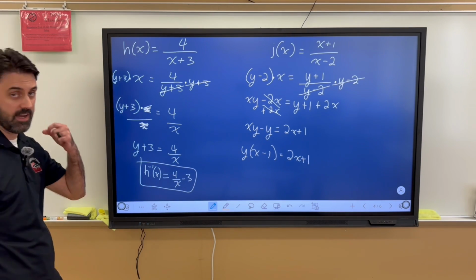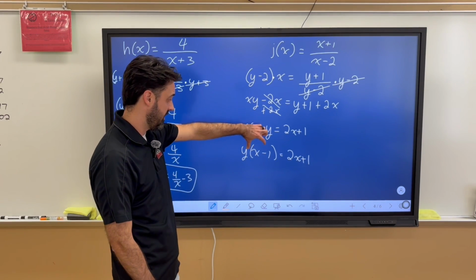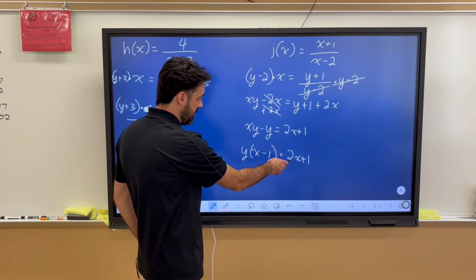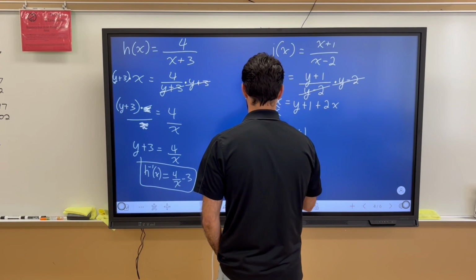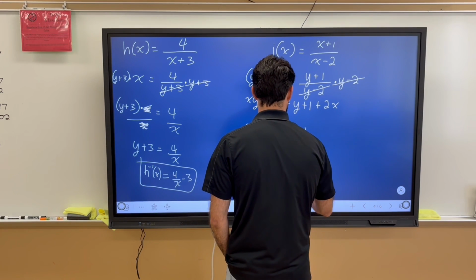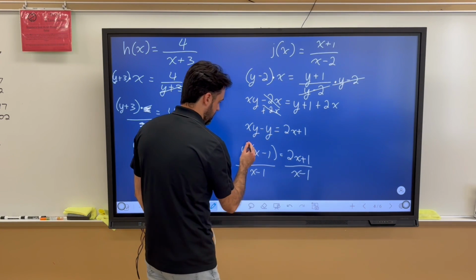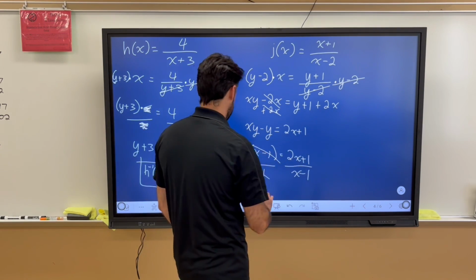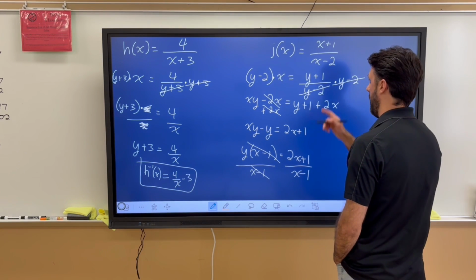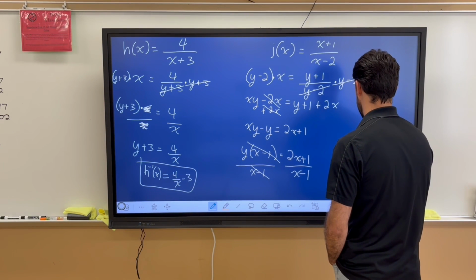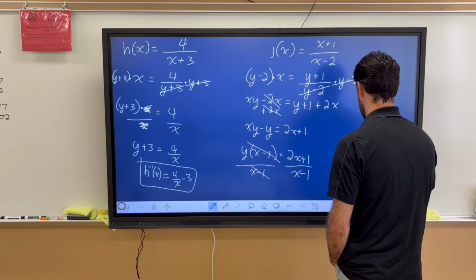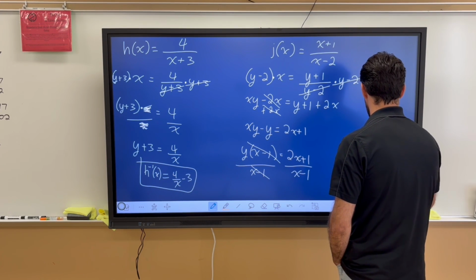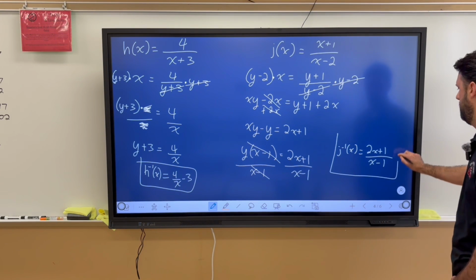Now, the reason we factored out that y is now this grouping doesn't have a y. And so if we divide both sides by x minus 1, that gets y by itself. And again, all the x's are on the other side. So now we just replace y with j inverse of x. All right, and that would be our inverse function.